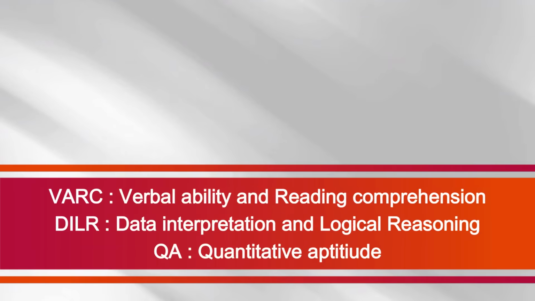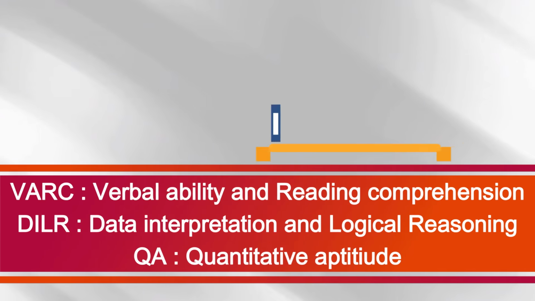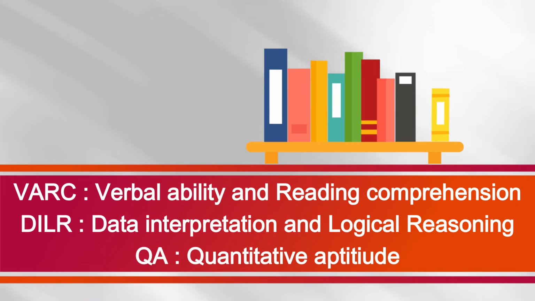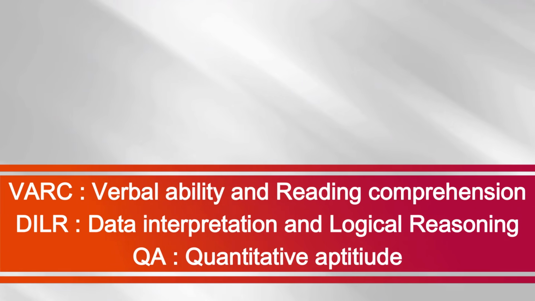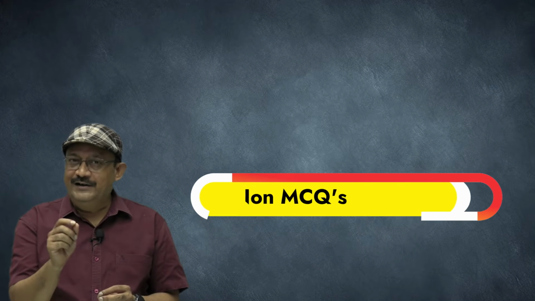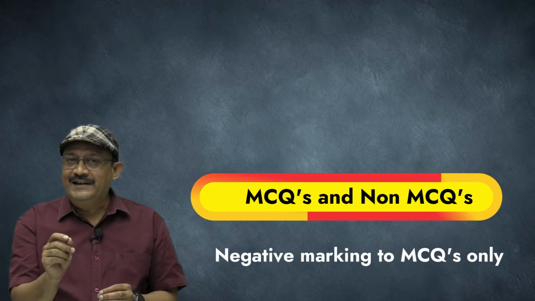The CAT exam has three main sections. First is VARC, verbal ability and reading comprehension. Second is DILR, data interpretation and logical reasoning. And third one is QA, quantitative aptitude. CAT exam is computer based, typically 2 hours duration with 40 minutes for each section. There are MCQs and non-MCQ in the exam. Negative marking applies to MCQ.